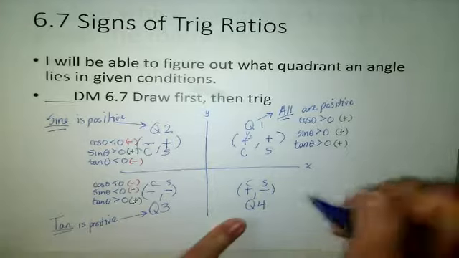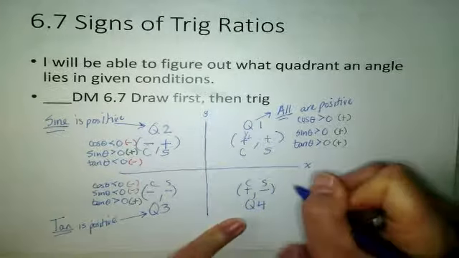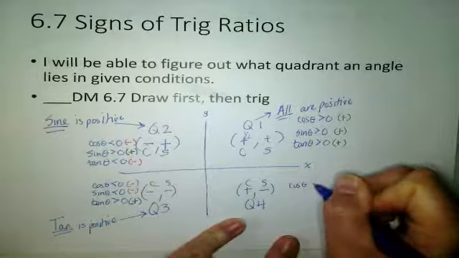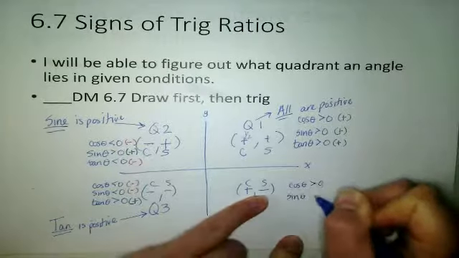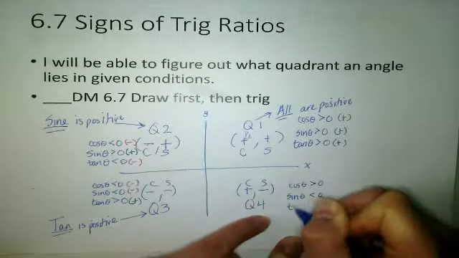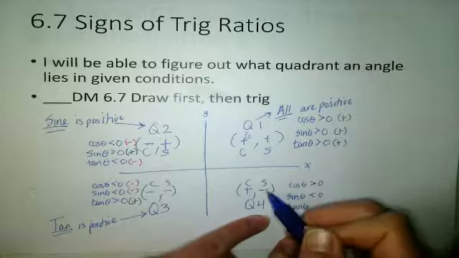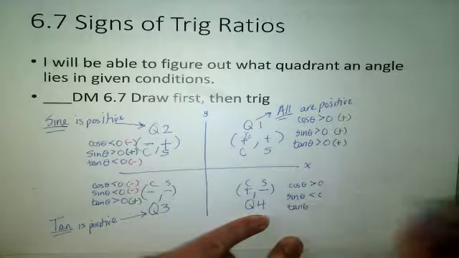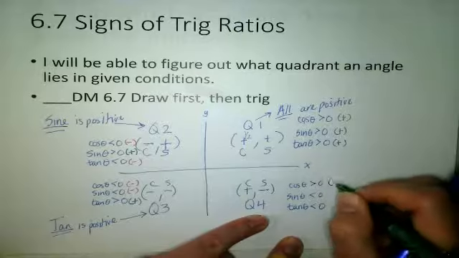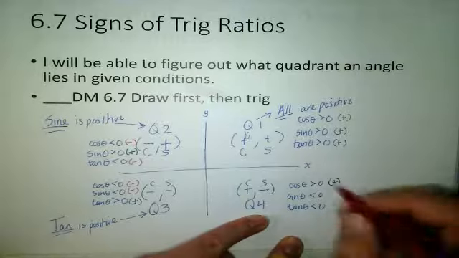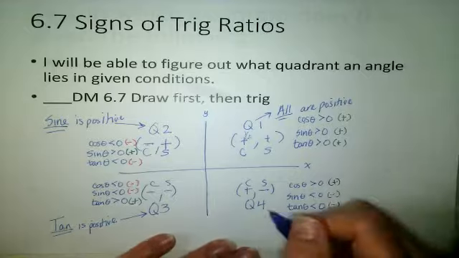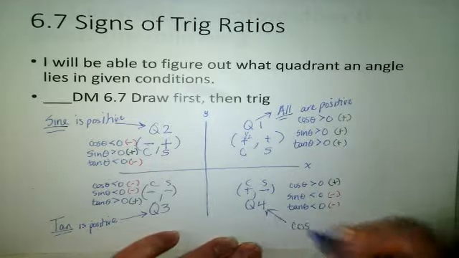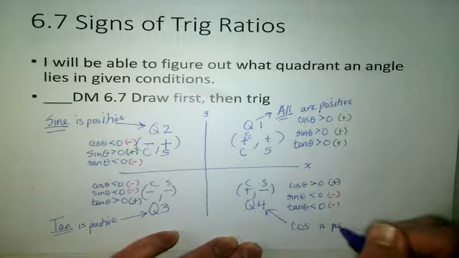Let's look at quadrant 4. Cosine of some angle is greater than 0. Sine of some angle would be less than 0. What's tangent? Tangent is y over x. Negative divided by positive is a negative result. So it looks like cosine is positive, but these others are negative. So in quadrant 4, cosine is positive.